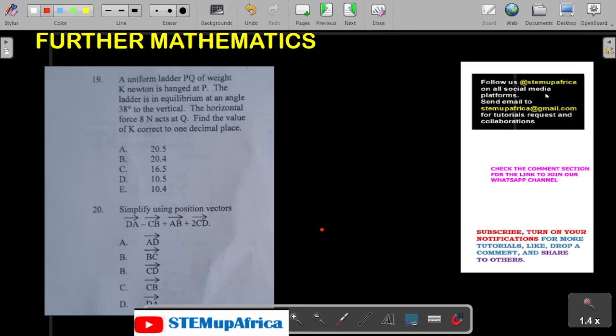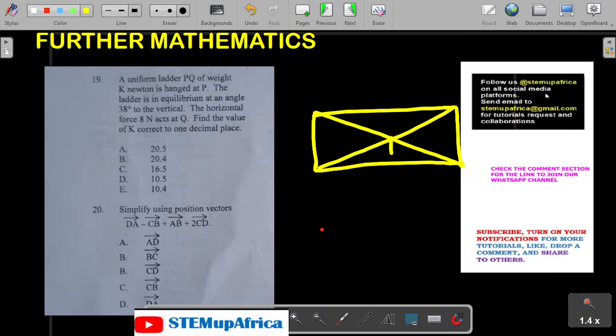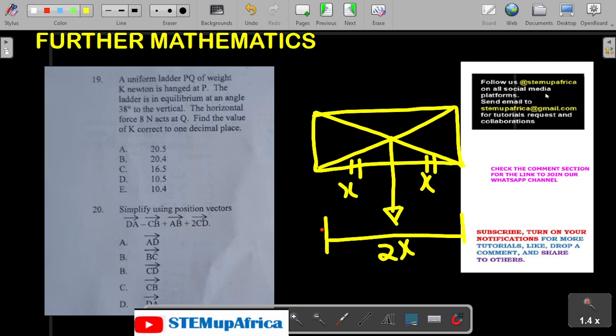Before we read the question, you need to understand the concept of center of gravity. It is a point through which the resultant weight of an object is concentrated. The center of gravity of a uniform body is usually shown using a rectangular bar. If you join the two diagonals of the rectangle, where they meet is the center of the body. That is for a uniform body, meaning the distance from here to here is the distance from here to here. If here is x, here must be x, so the total length of the bar will be 2x.